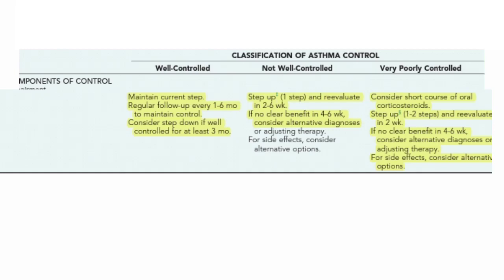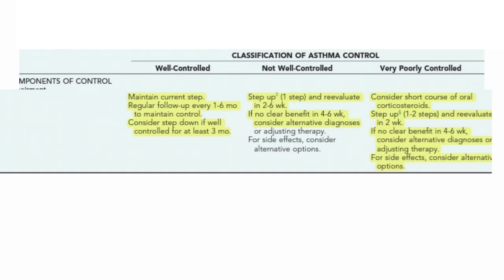If the patient is having well control, you will continue that step for a period of 1 to 6 months. You will follow him every 1 to 6 months. So monthly follow-up in the start, and then later you can call him 6 monthly. And after 3 months, you can step down. Suppose the patient was on step 3 in the form of medium dose inhaled corticosteroid. After 3 months, you can step him down to the low dose inhaled corticosteroid.